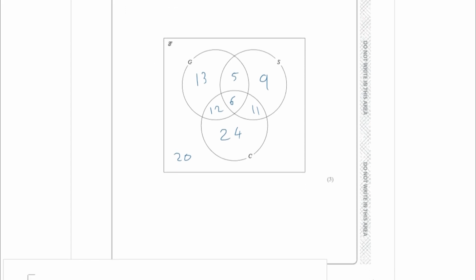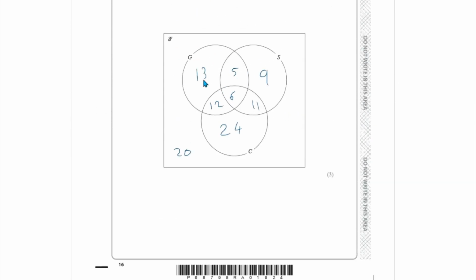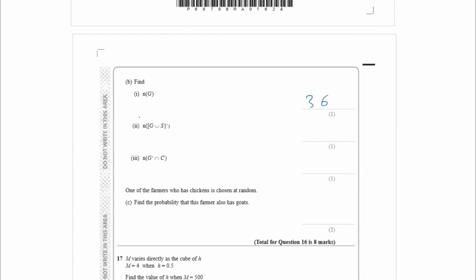It seems pretty reasonable. So in the first section it says find the number of elements of G. So the number of elements of G are going to be 13 plus 12, which is 25. 25 plus 5, which is 30. 30 plus 6, which is 36. So we can say this is 36.